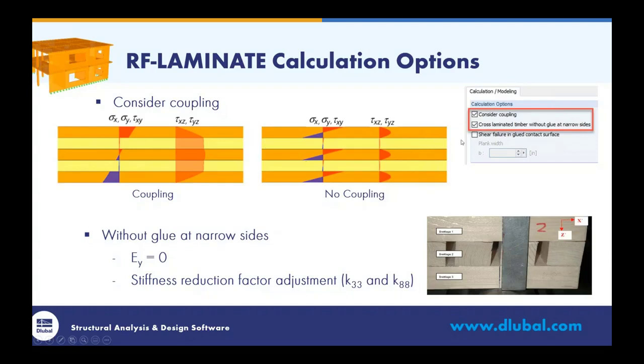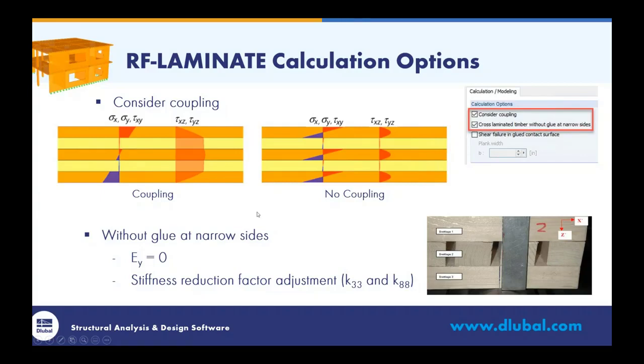But in turn, if we uncheck this option and we're not considering coupling, we're assuming that there is no glue coupling these layers together. When we look at the stress distribution, well, we're going to see really independent behavior for each layer. The second option here is cross-laminated timber without glue at the narrow side.